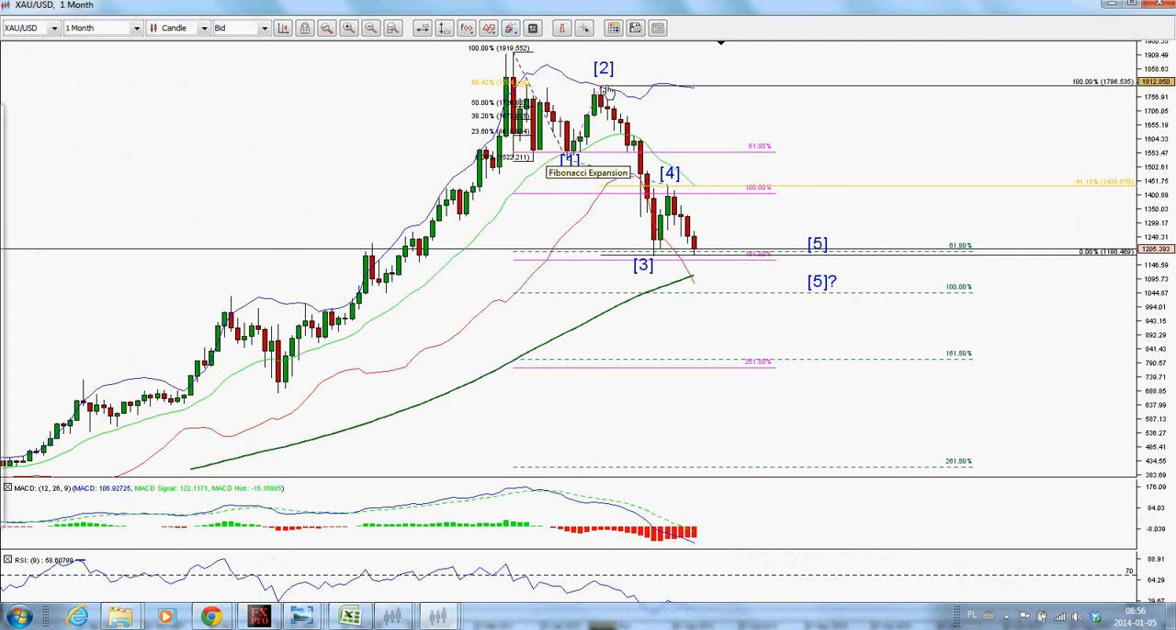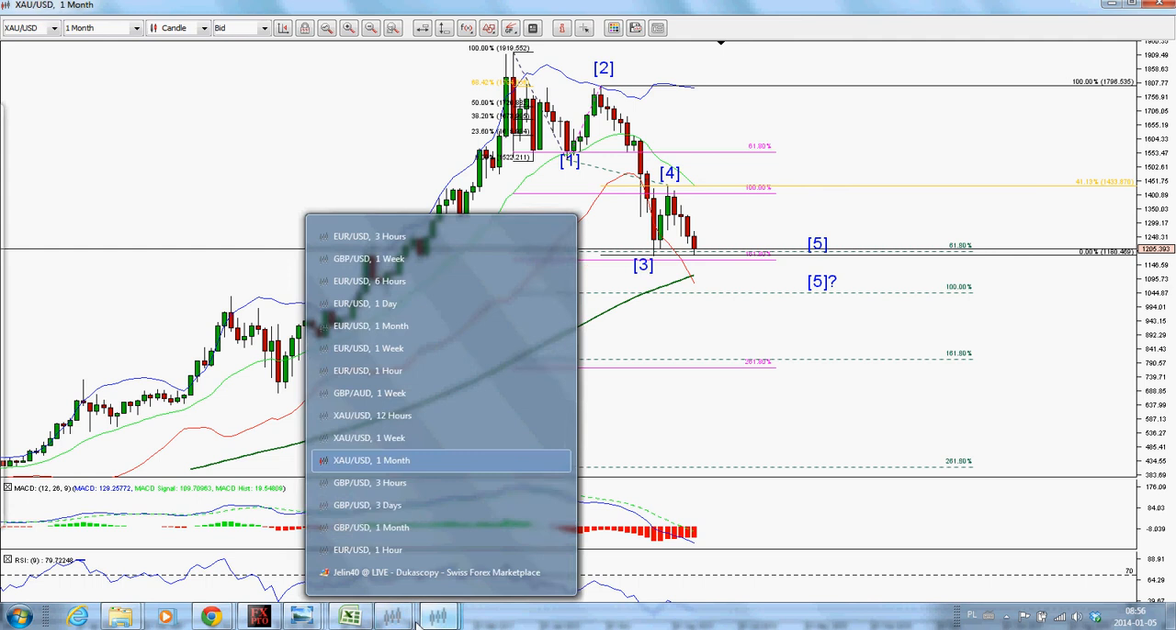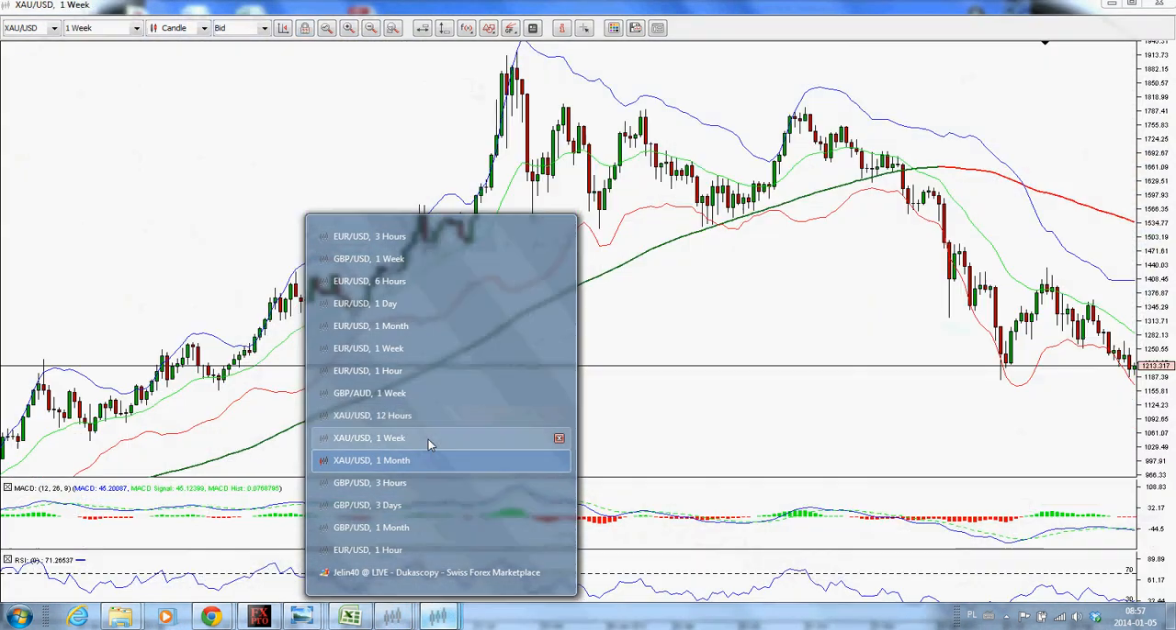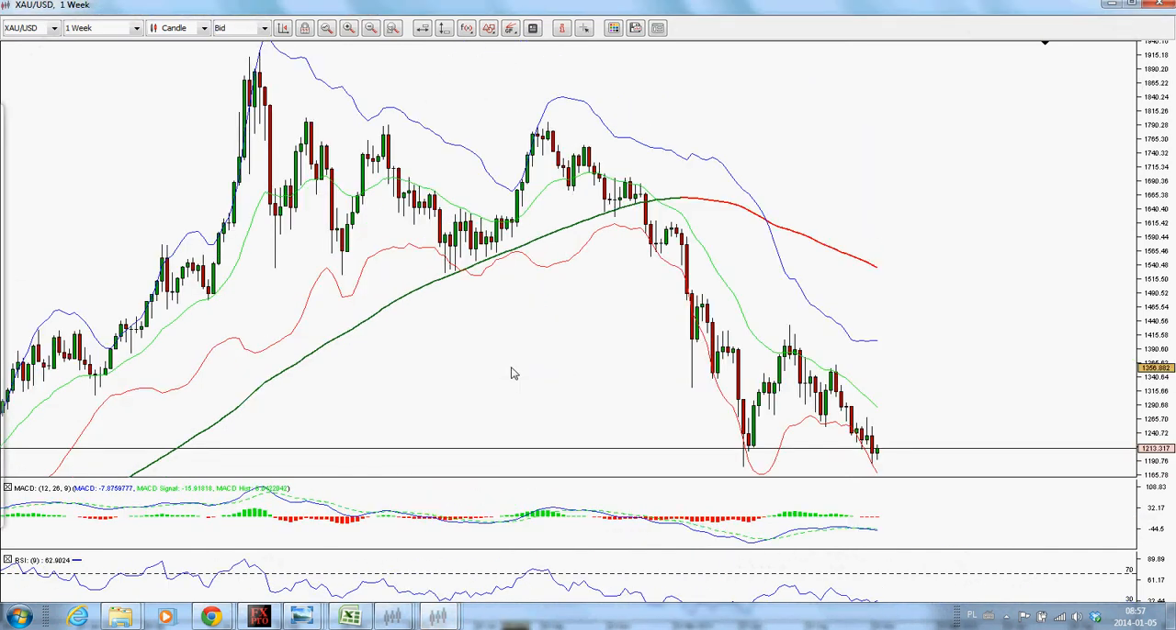This fourth, I treated as already finished, but I came to the conclusion yesterday that this 4 is an ABC, a nice development, and everything is fine with this ABC, but this could be in a bigger A, a bigger B to the downside, ABC to the downside, and then another move to the upside as a bigger C.